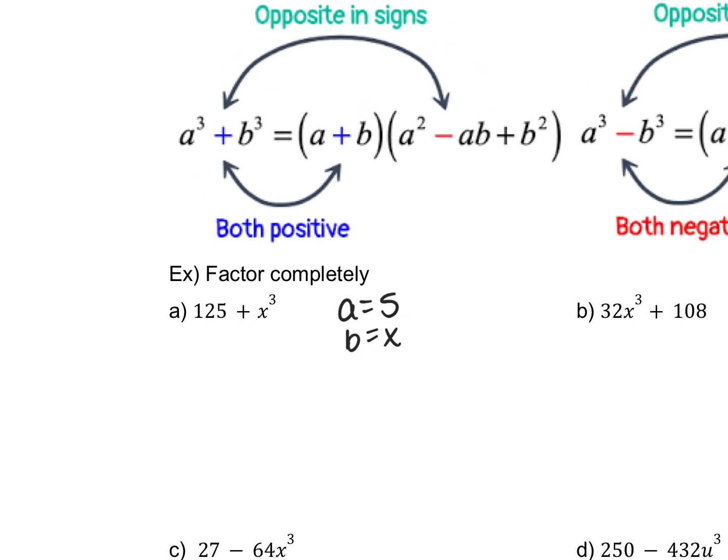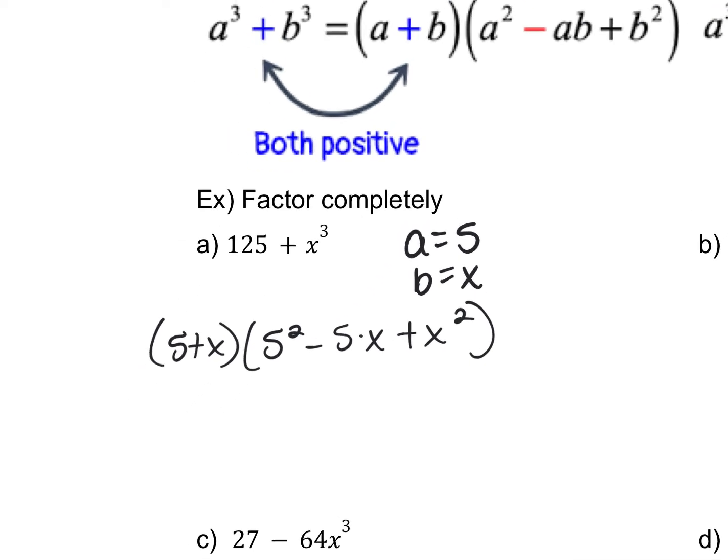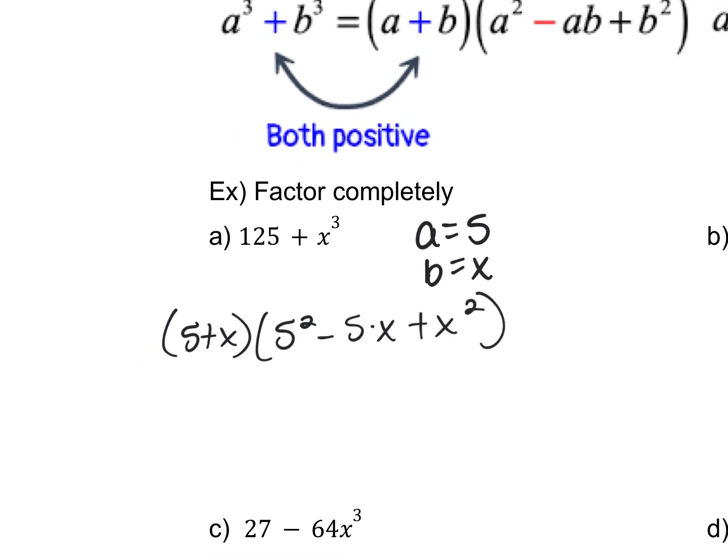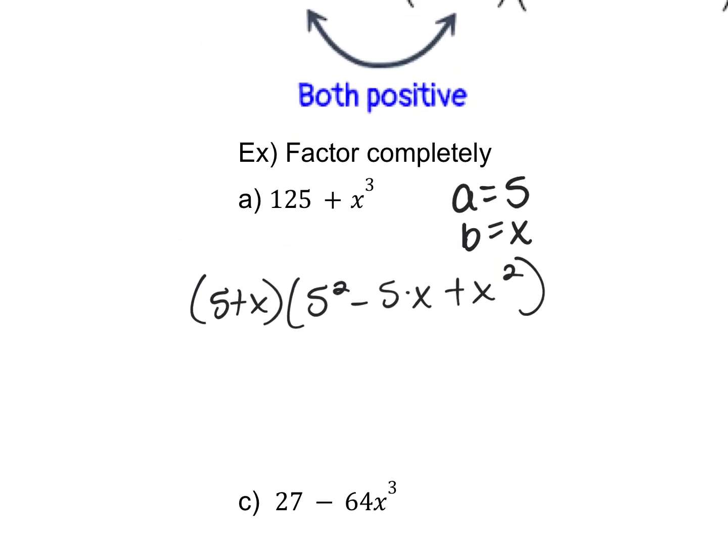So they're being added, somebody plugging them into that first formula. So this would be 5 plus x, parentheses, 5 squared minus 5 times x plus x squared. Okay, I intentionally, oh, actually, I'm just gonna, hold on, that's the next problem.